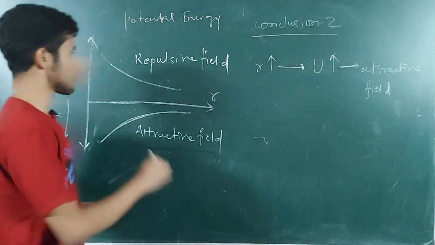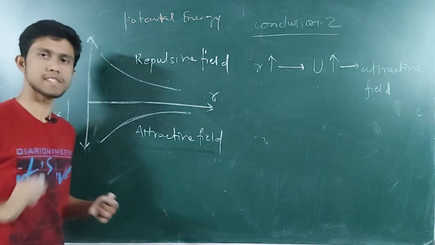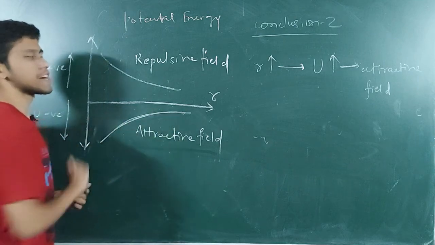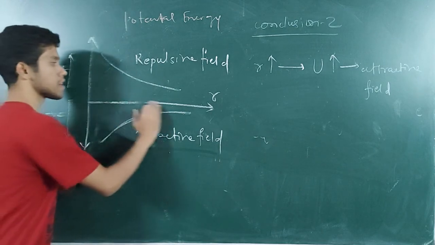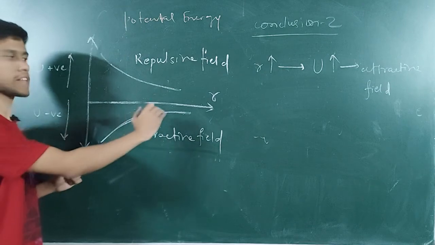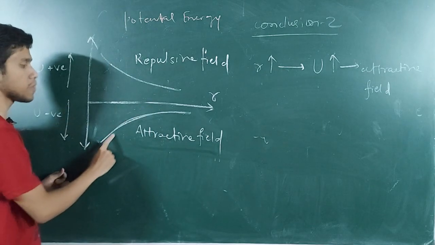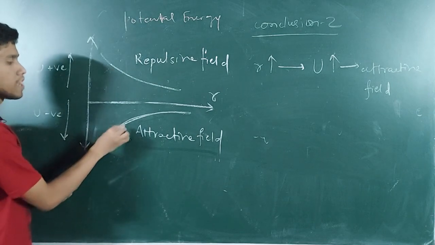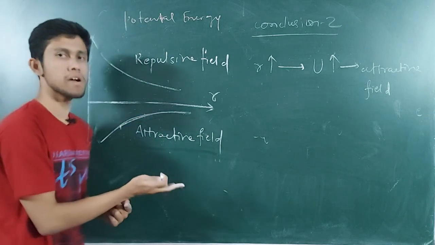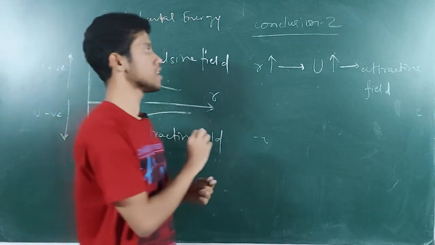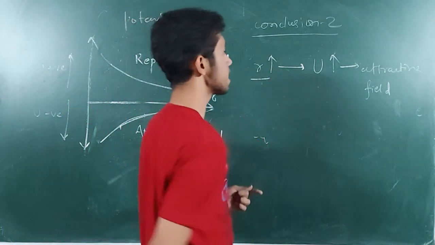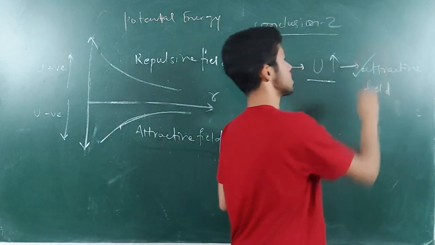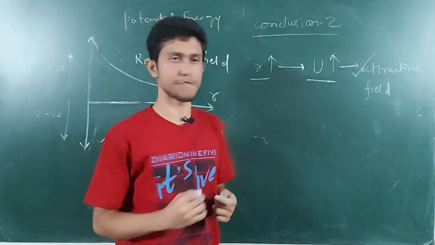Again I will say, if you are increasing the r, that is the distance of separation, and you see U is increasing with that r, in this graph I am seeing that the value of U is increasing. Here it will be -5, here it will be -4, here it will be -3, and so on, it will keep increasing. Okay, so in such cases, if you see r increasing and simultaneously U is also increasing, then you can deduce one thing, that the field is attractive.